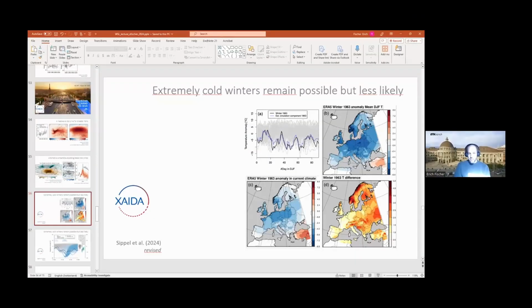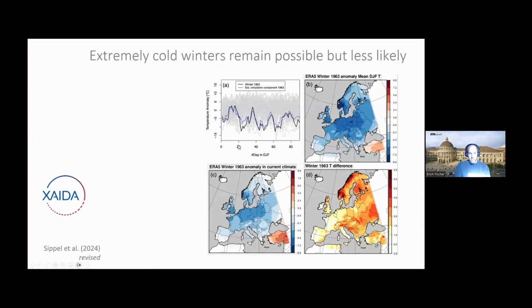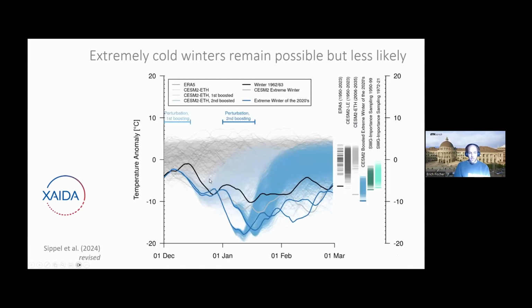This was a joint effort across many XAIDA work packages. Some asked the question, how would the coldest winters of the last decades turn out today? The year 63, for instance. We looked at what would happen if we had the same weather conditions as in the year 1963, shown here in the top right, and how this event would turn out today. The other thing is that we did exactly what I just described, but for winter.